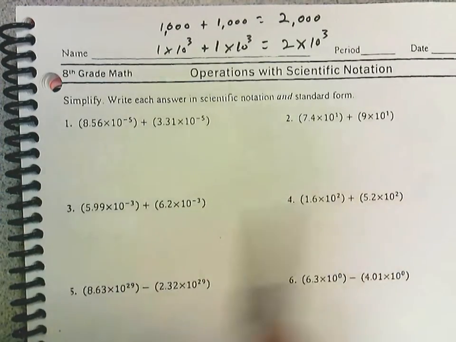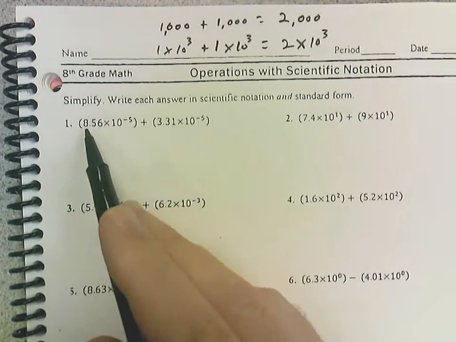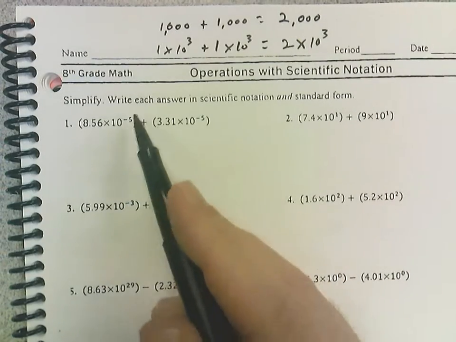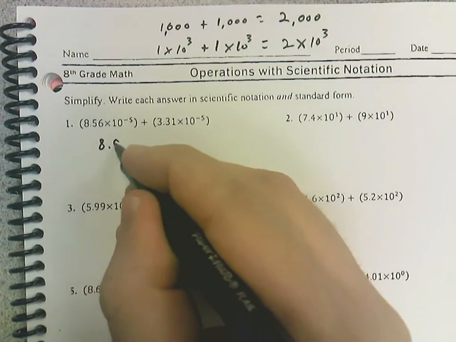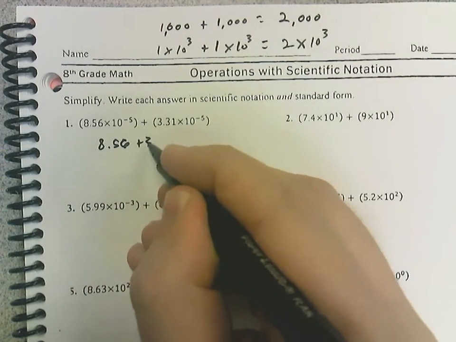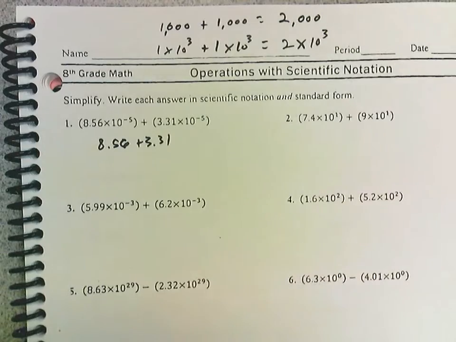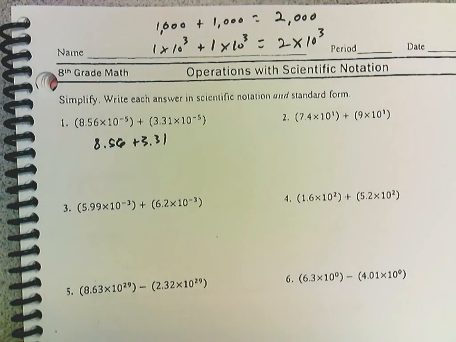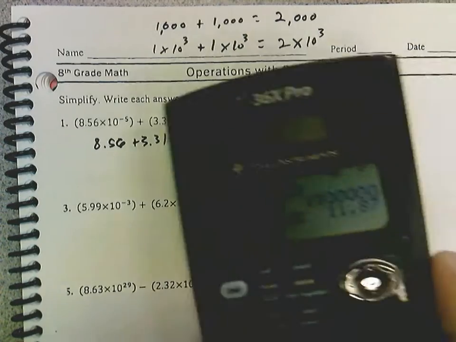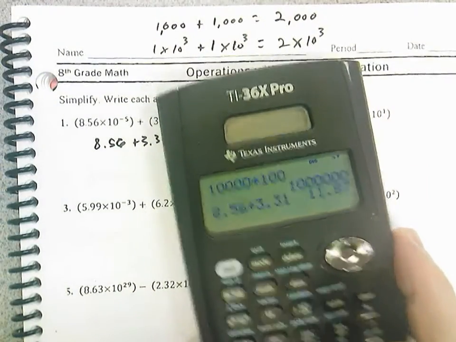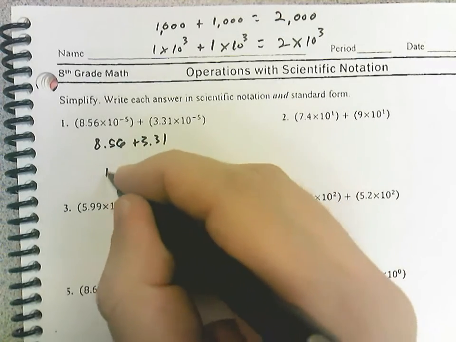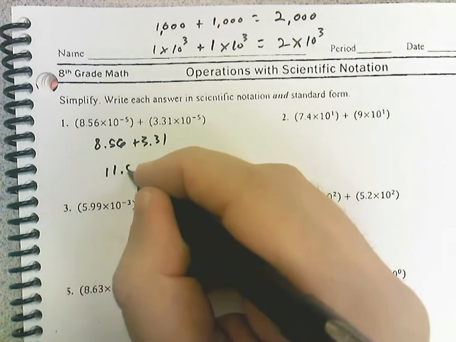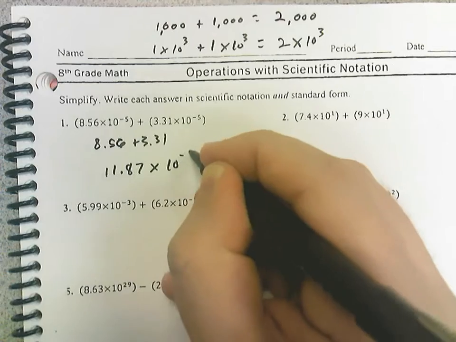So let me give you an example first of all. I have 8.56 times 10 to the negative fifth plus 3.31 times 10 to the negative fifth. 8.56 plus 3.31 is going to give me 11.87. So both of these together are going to be like saying 11.87 times 10 to the negative fifth power.